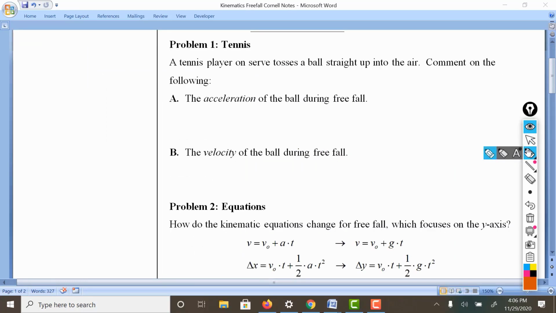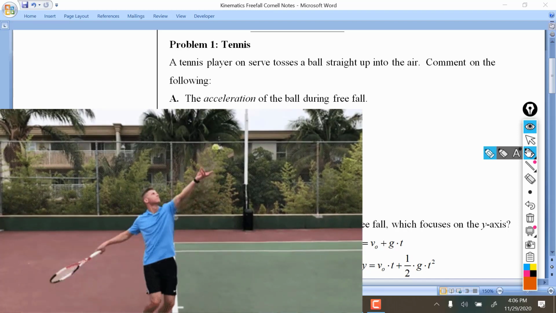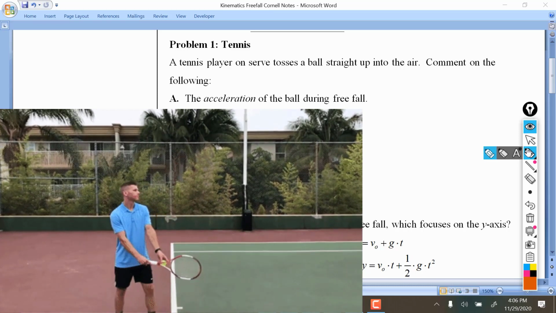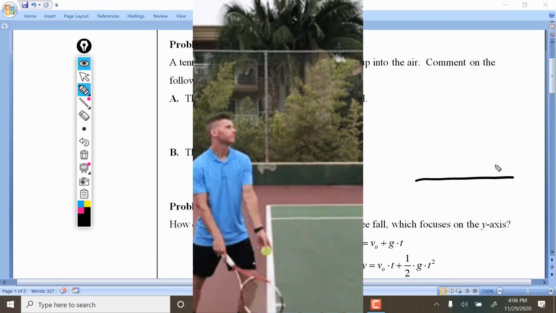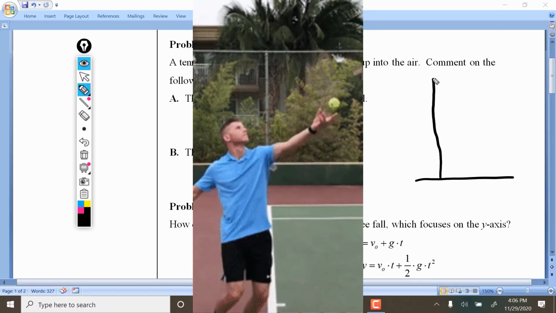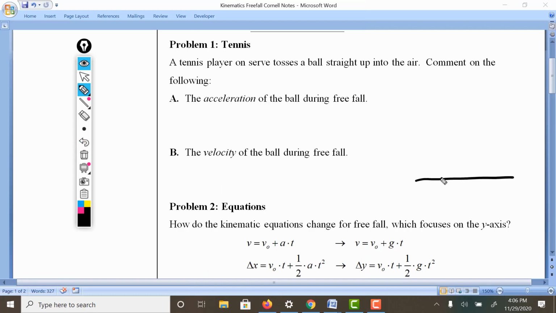Let's talk about now our focus being on vertical motion. A tennis player on serve tosses a ball straight up into the air. Just for our purposes, I'm not going to draw it straight up. I'm going to draw it at an angle, but please keep in mind that we're not doing angles in this class. It should be going straight up and straight down, but I'm going to draw it like this so we can see what's going on. No angles here. If I throw something straight up, it would come straight down.